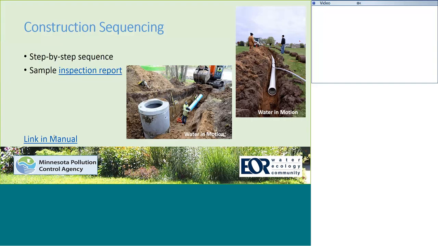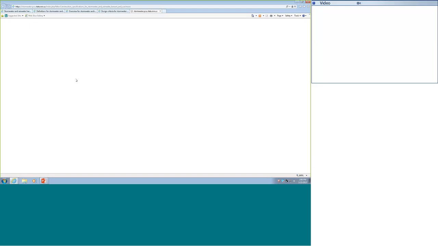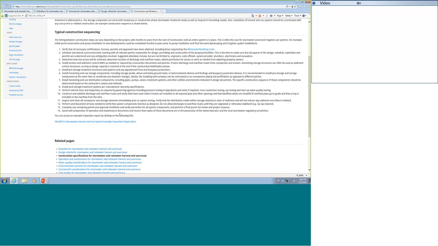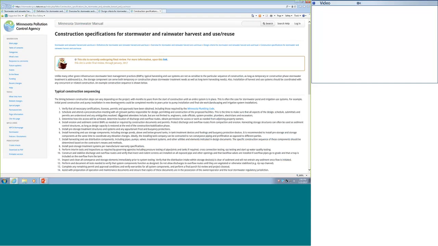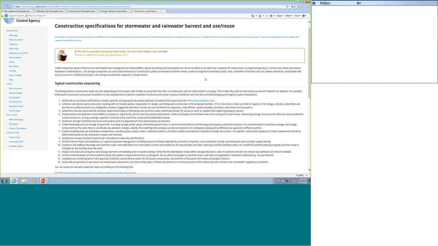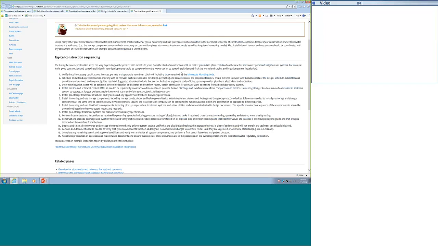Go back to the manual. So this is the construction page. This is a much shorter page than others. It just has a step-by-step sequence and a link at the bottom for this construction inspection report. I'm just going to verbally walk through this very briefly, but starting at the beginning, there's the key step of making sure you have all the licenses, permits, and approvals you need. Make sure you're following the codes.